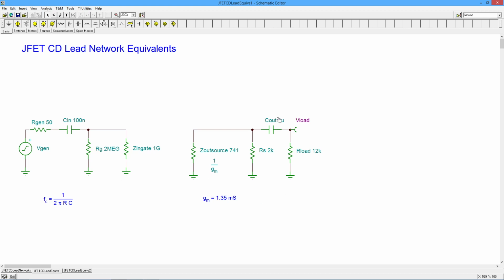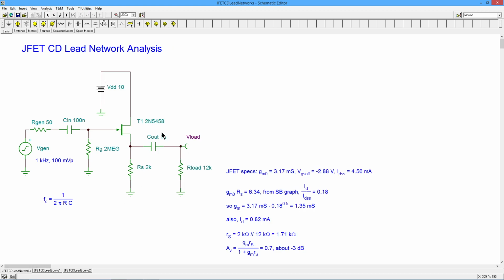Moving over to the output end, just to remind you, here's the output end, RS and R load, 2K and 12K with a 1 microfarad cap.